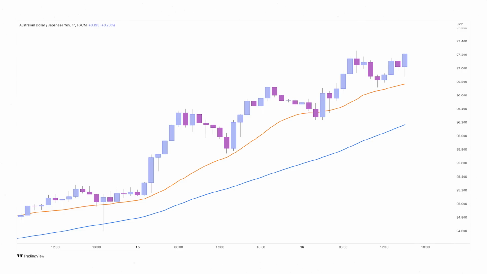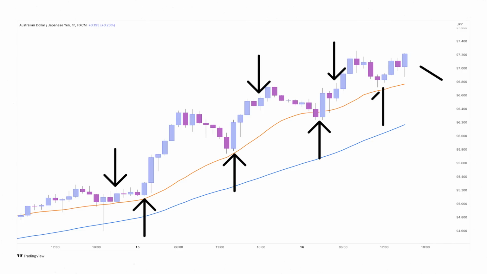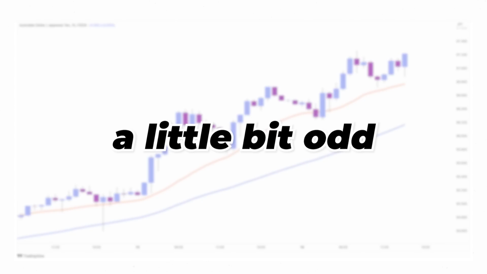Now, do you remember the trading hack I teased you with at the start? Well, it's time to reveal it. So sometimes, well, 90% of the time when I trade, I like to count how many bullish engulfing closures happened above the 20 and 50 moving averages on the 1-hour chart. It probably sounds a little bit odd, doesn't it?